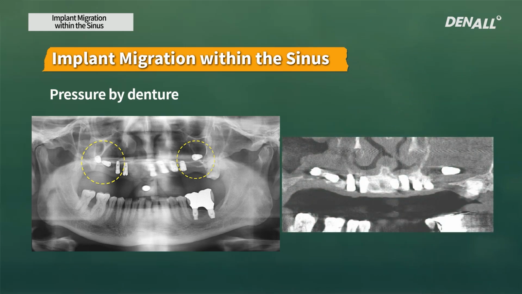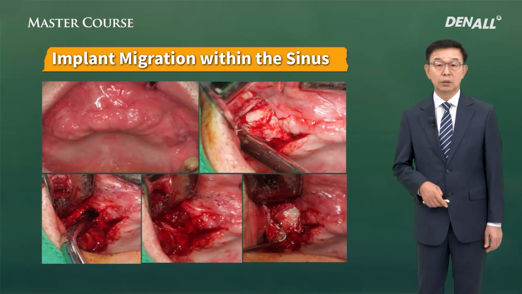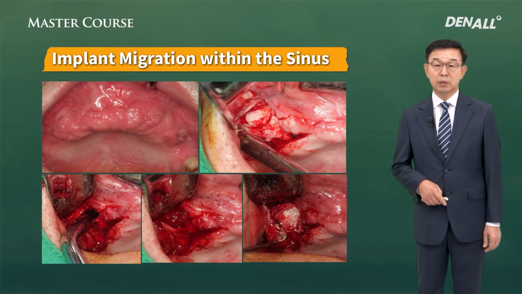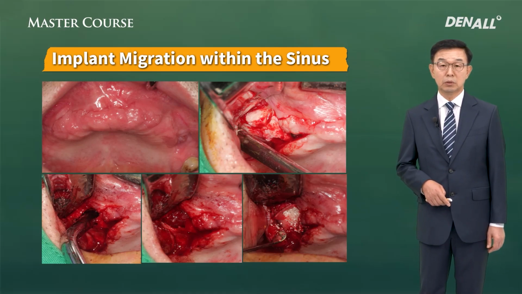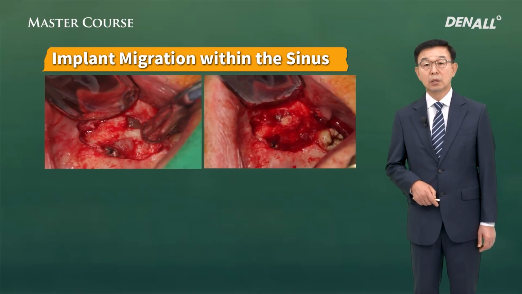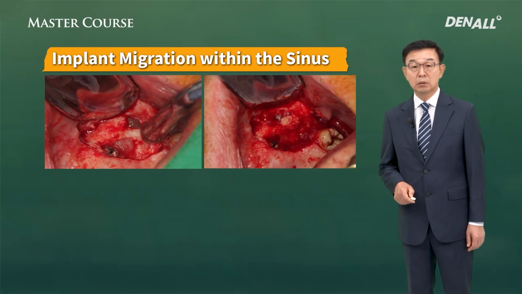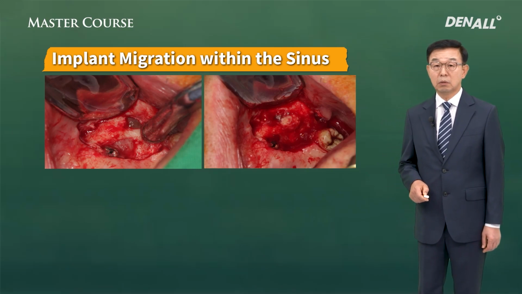The patient did not come to the hospital for a long period, and on both sides of the sinus, a very serious sinusitis occurred. Lateral window approach was used to remove the implant. The inflamed tissue was removed. As you can see in the image on the right, lateral window approach was used to remove the implant.